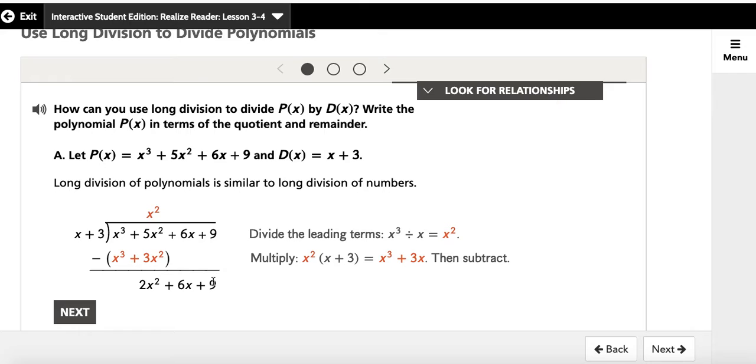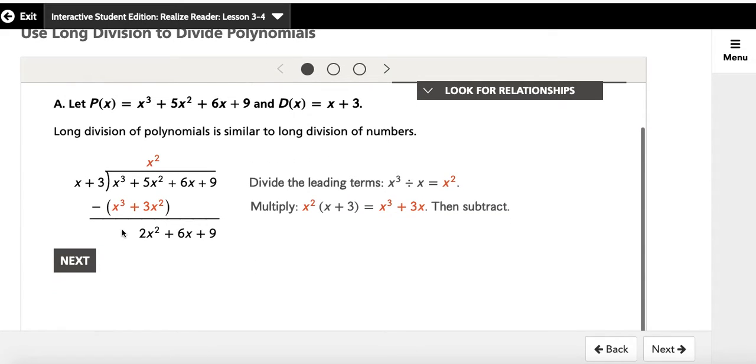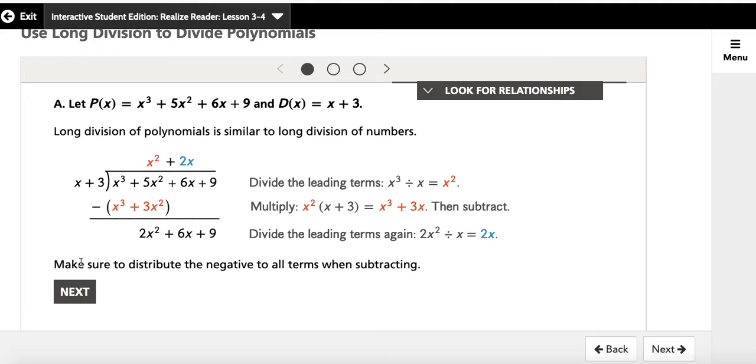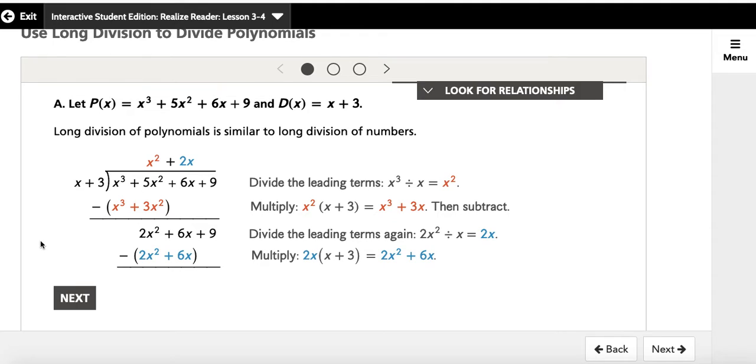And then, like in a division problem, you would bring down the next numbers. So for a polynomial, you would bring down the next two parts of the polynomial, or 3 or 4, or whatever there is. Then the next thing to do is take the 2x squared divided by x, and you'd get 2x, because 2x times x is the 2x squared. So 2x is the next thing that's going to go up here. Then you multiply the 2x times the x and get 2x squared plus 6x, because that's what you're going to get when you multiply.